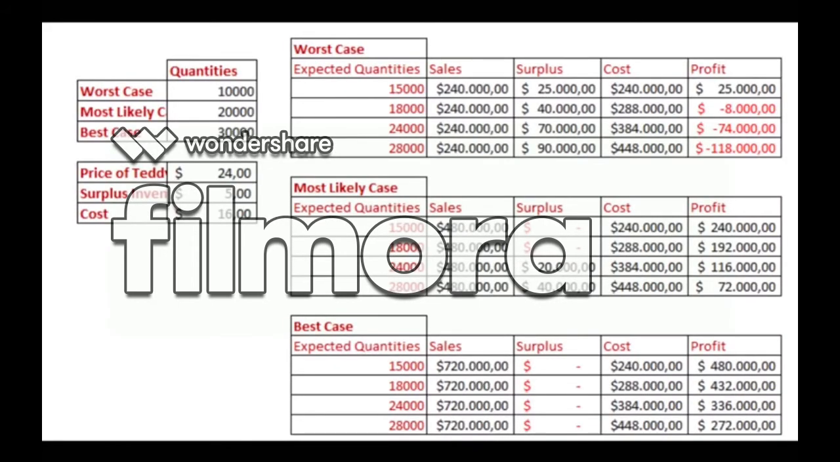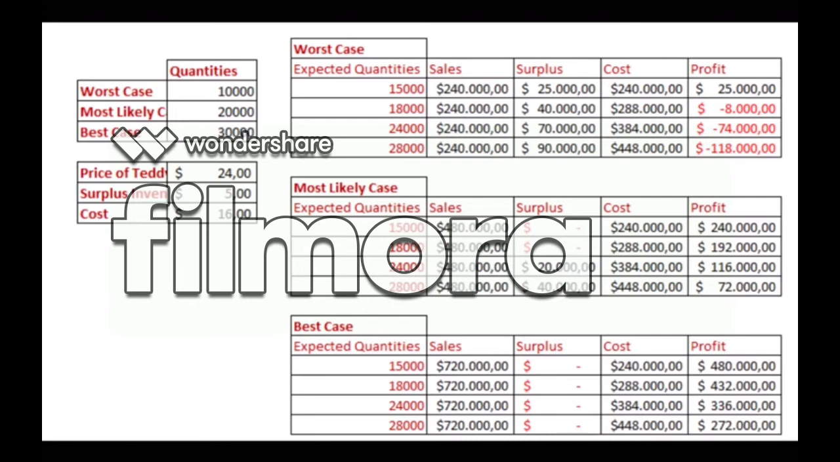Again, first we write down all the data we have. Let's start from the worst case. We multiply the worst case quantity with the price of the teddy bear for sales. For the surplus, expected quantity minus worst case quantity, times the surplus inventory price. Our cost is expected quantity times cost. And finally, our profit is sales plus surplus minus cost.